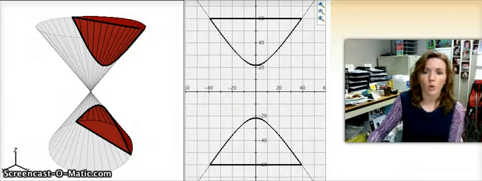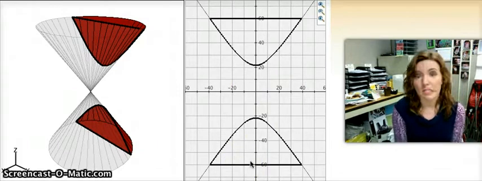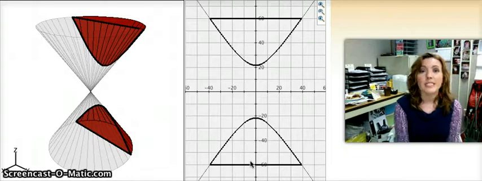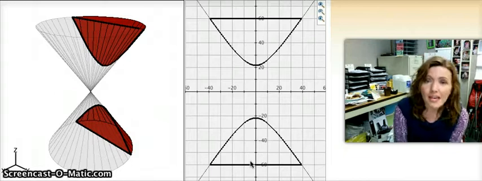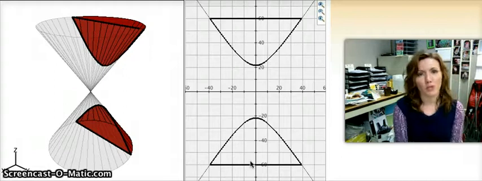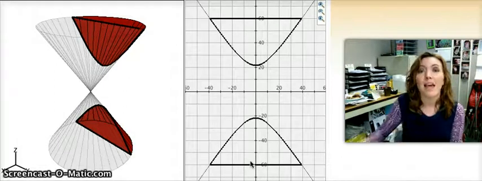Okay, so we will start. This is the introduction, obviously, to this unit, but we're going to start looking at the graphs in detail, and we're going to analyze them, look at how to graph them, and we're going to do some really fun activities. So stay tuned.